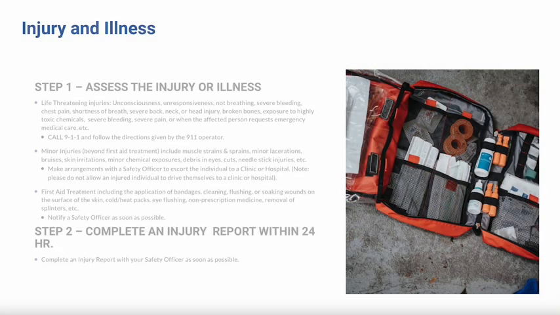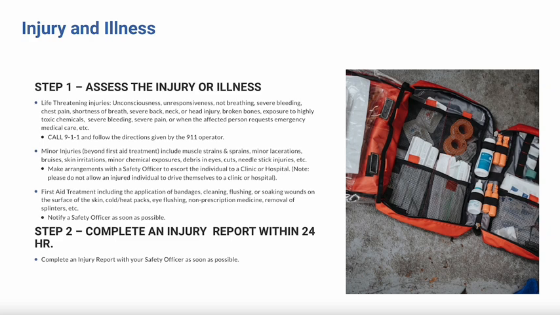In the event of an injury or illness in the workplace, it's important to take immediate action to ensure the safety and well-being of the affected individual, as well as those around them. Step 1. Assess the injury or illness. Life-threatening injuries: unconsciousness, unresponsiveness, not breathing, severe bleeding, chest pain, shortness of breath, severe back, neck, or head injury, broken bones, exposure to highly toxic chemicals, severe pain, or when the affected person requests emergency medical care, etc.